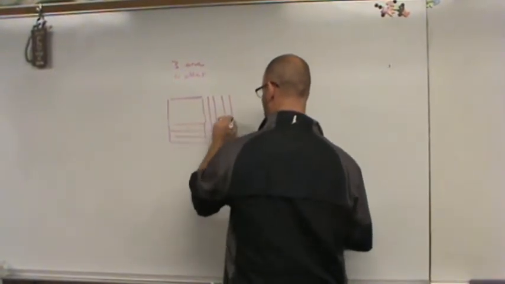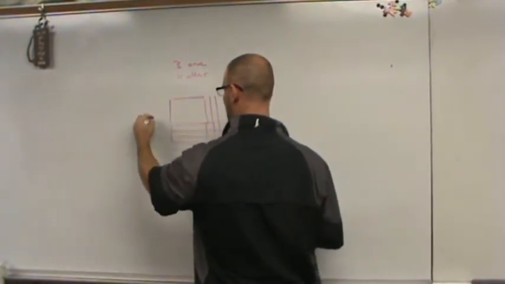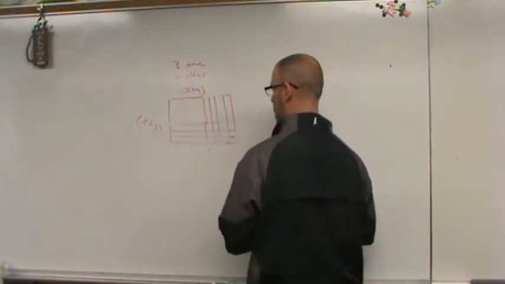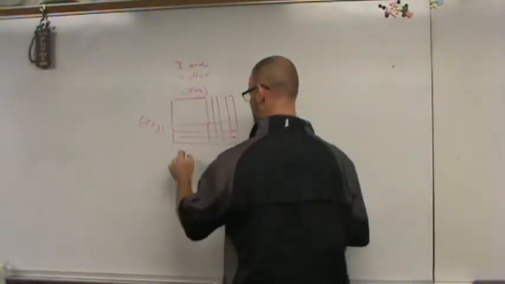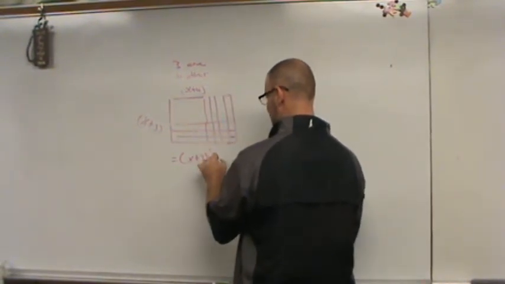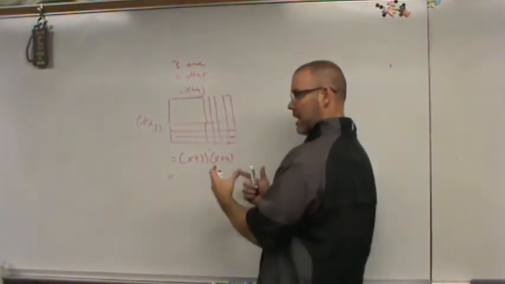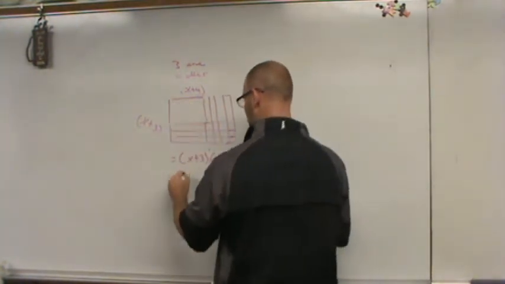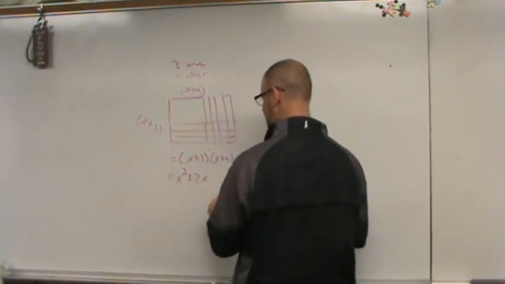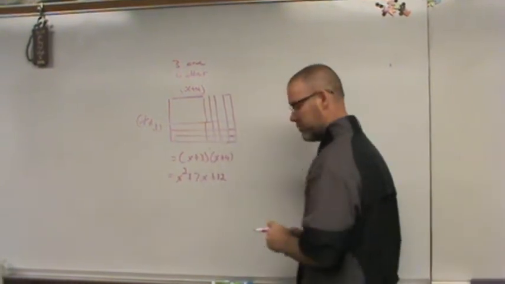If you paused, this is the model you should have created. 3 on one side, so x plus 3, 4 on the other, x plus 4. Now I want to write it in 2 forms. Well, x plus 3, x plus 4, there's my product. Now I'm going to write it as a condensed form: 1 x squared, 4 plus 3 is 7 x's, 3, 6, 9, 12, plus 12 single unit squares.